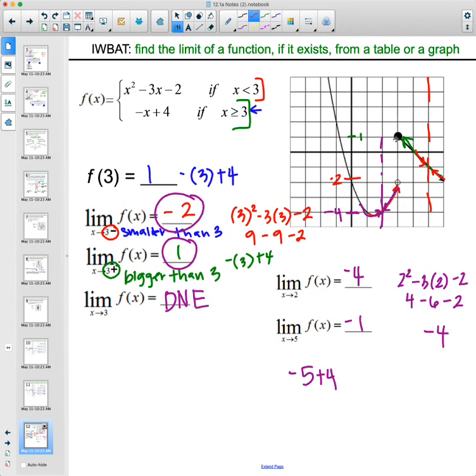So the only places that are in question in these piecewise functions are the boundaries, okay? Because if the boundaries are going to different heights, then your limits are going to be different. So otherwise you can just straight plug them in, and then you can also compare to that graph.